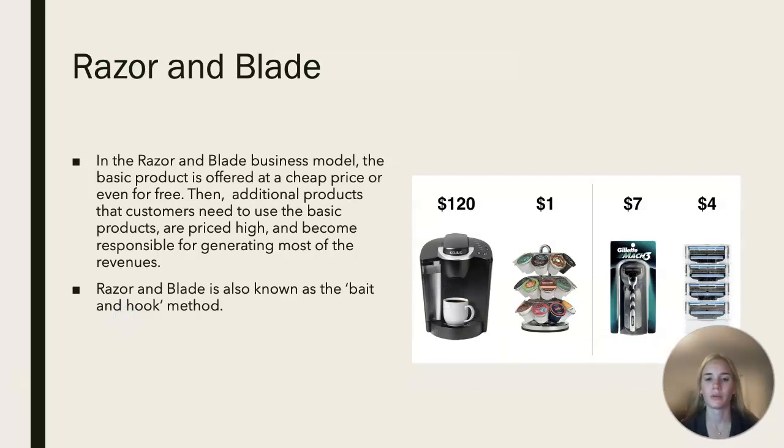So, for example, on the left you have a coffee machine, but you buy the coffee machine and cannot use it unless you buy the coffee cups. So if you just bought the coffee machine, you wouldn't be able to use the product, which is where the bait and hook comes into place. The second example is the razor itself, but you need the extra blades when the one that it comes with runs out.